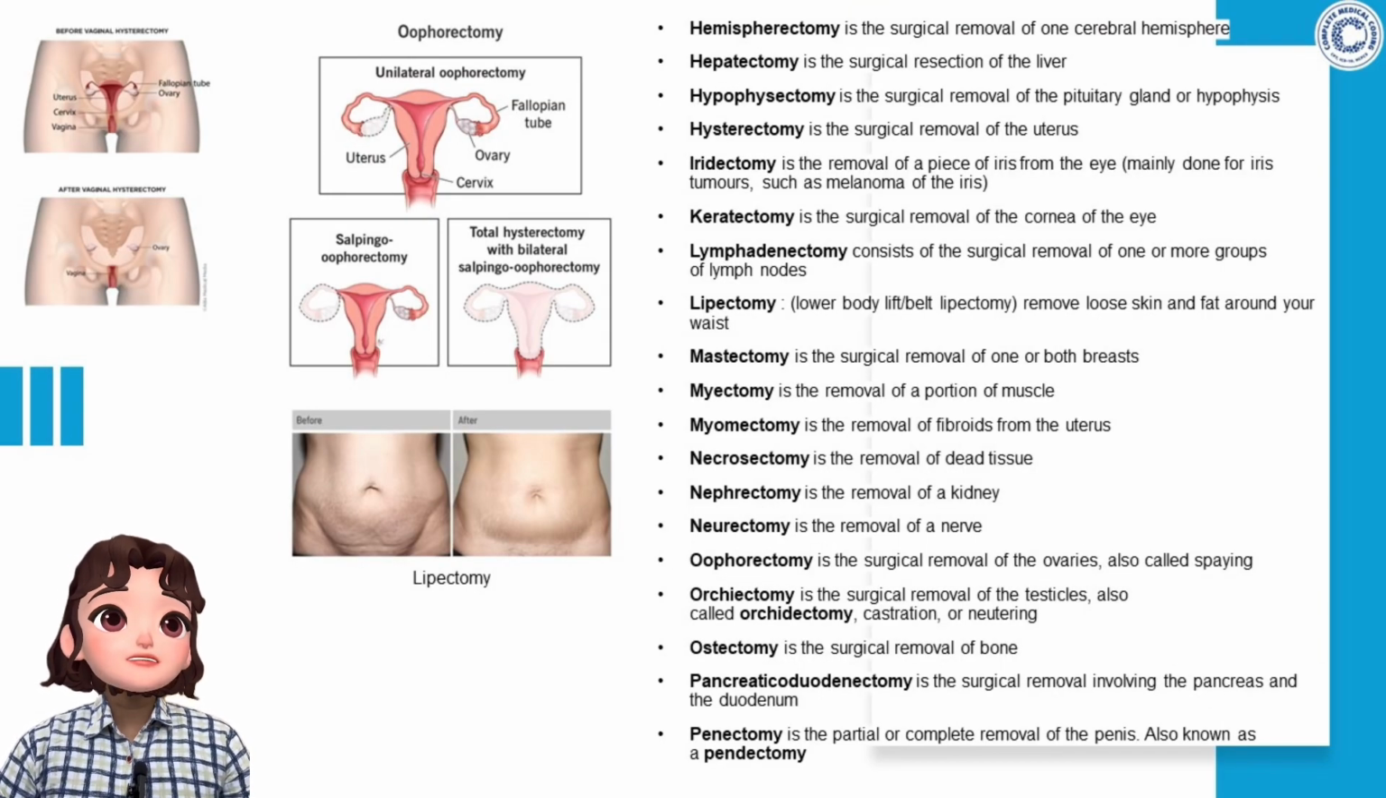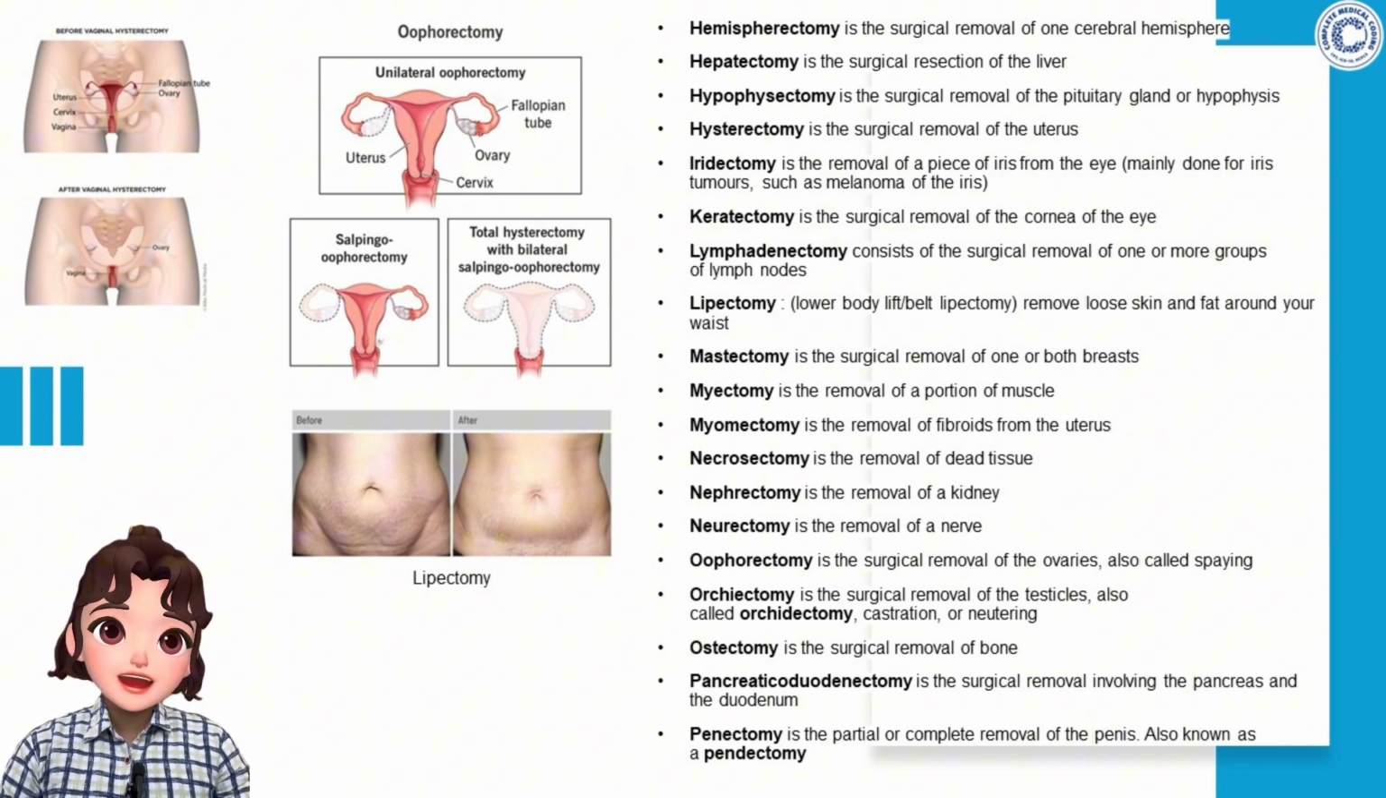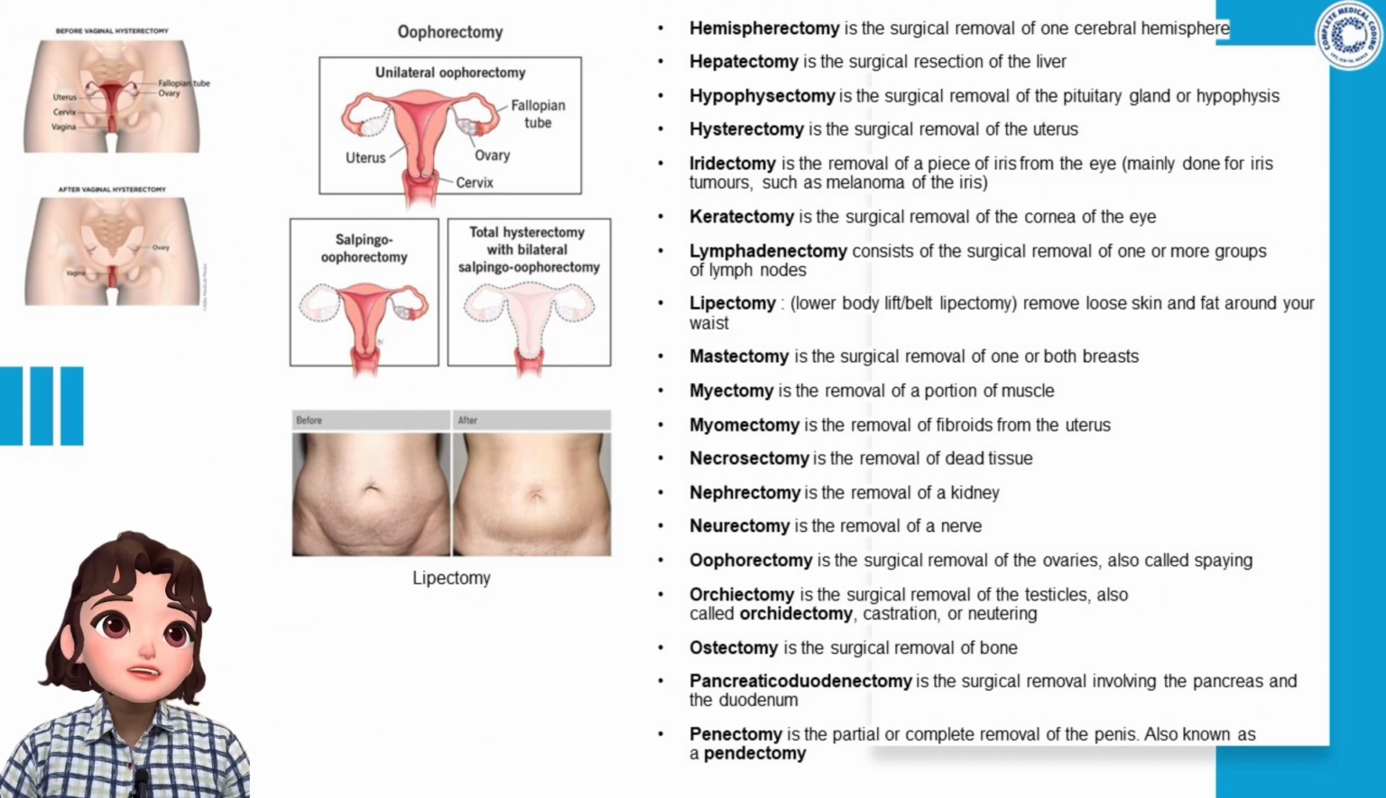Next, hemispherectomy is the surgical removal of one cerebral hemisphere. Hepatectomy, surgical resection of the liver. Hypophysectomy. What is hypophysis? Hypophysis is another word for the pituitary gland. So hypophysectomy is the surgical removal of the pituitary gland, or hypophysis. Hysterectomy, surgical removal of the uterus.